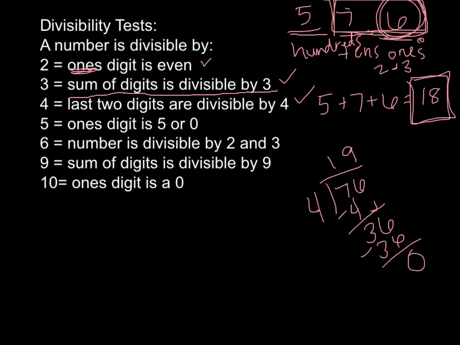All right, what about 5? The ones digit is a 5 or a 0. Is that the case in ours? Is the ones digit a 5 or 0? Nope, so it's not divisible by 5.